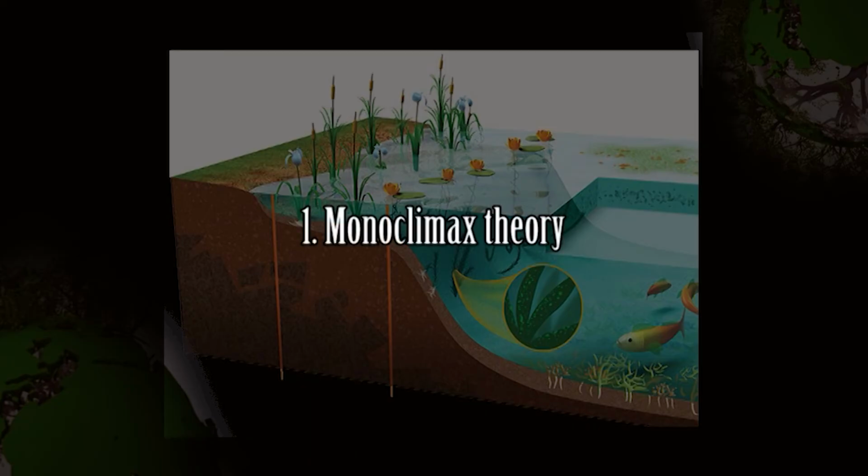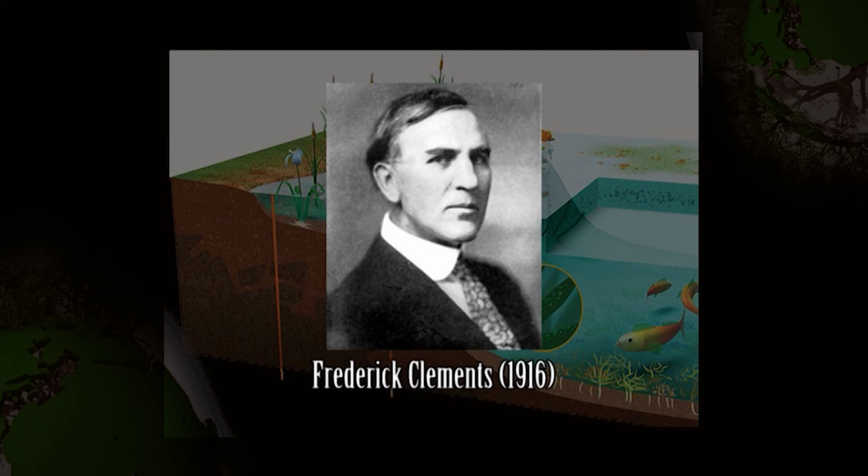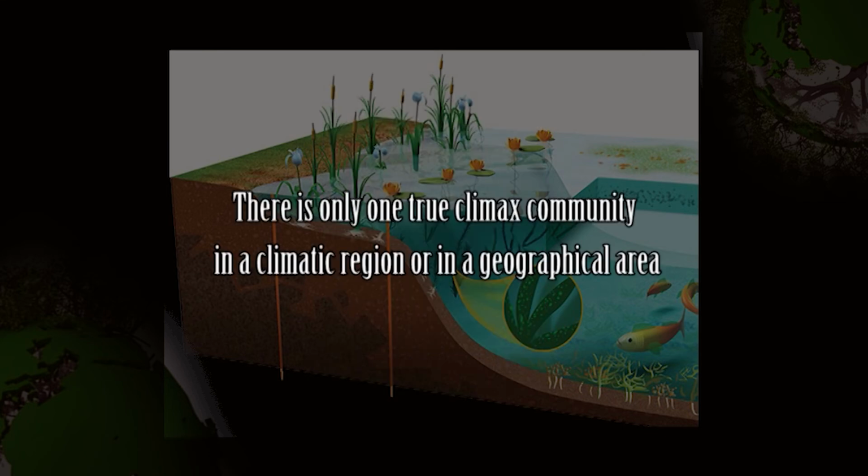Number one is Monoclimax theory. Monoclimax theory was proposed by Frederic Clements in 1916. According to this theory, there is only one true climax community in a climatic region or in a geographical area. All other communities which are present in the area in addition to the climax community are regarded as subordinate communities, which are further recognized as subclimax, disclimax, preclimax, postclimax, and so on.